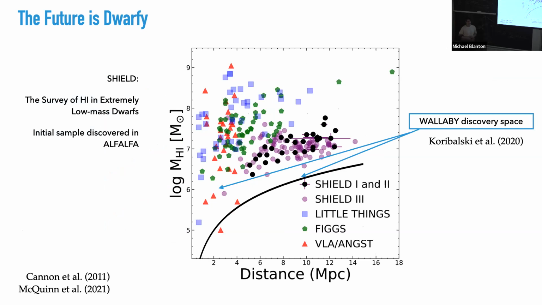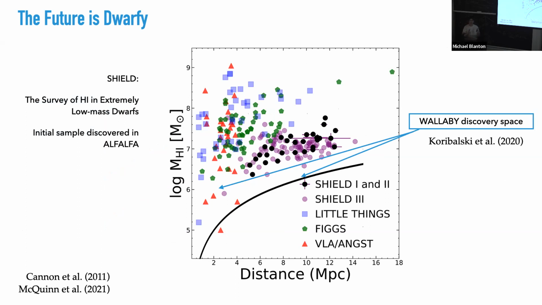That is, of course, searching for things through stars. There's another way that WALLABY is going to open up, which is to actually find dwarf galaxies through their gas. And this has been done before. I don't know how many people have heard of SHIELD, the Survey of HI in Extremely Low-mass Dwarf galaxies. But the initial SHIELD sample was all found in ALFALFA, right?